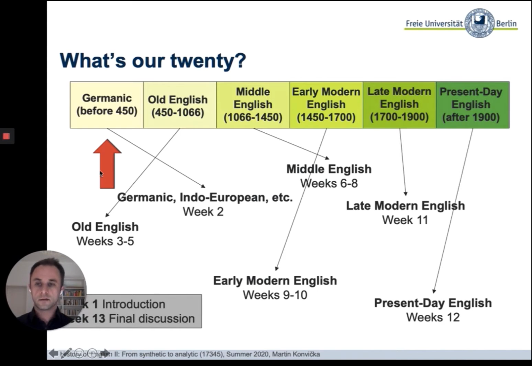In this video, I am going to talk about the first prehistoric phase of the development of English, that is the Germanic phase, where we do not have any textual evidence yet. The first texts are actually only from the Old English period, and this is several centuries before that.